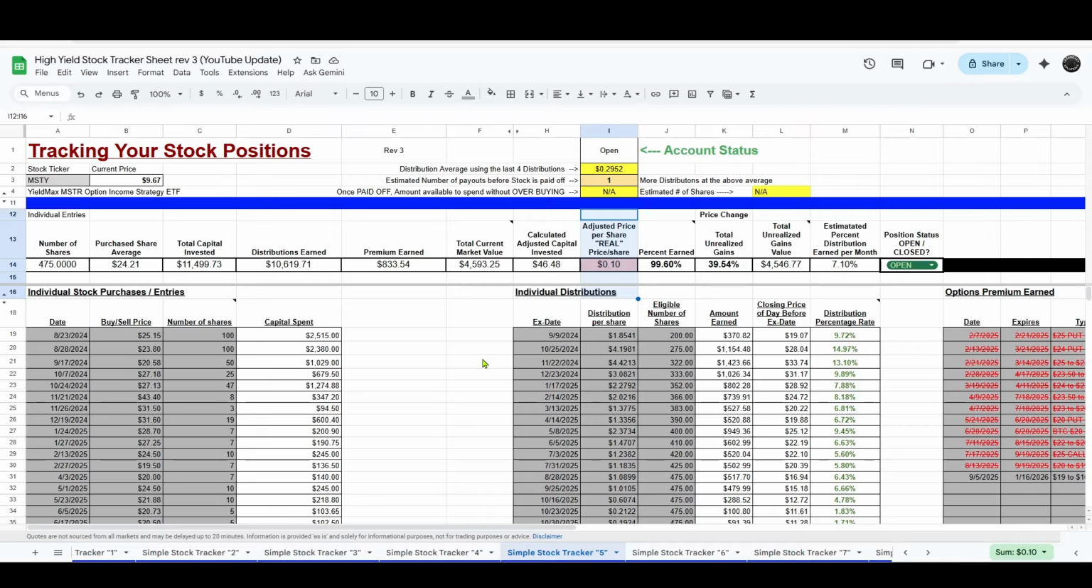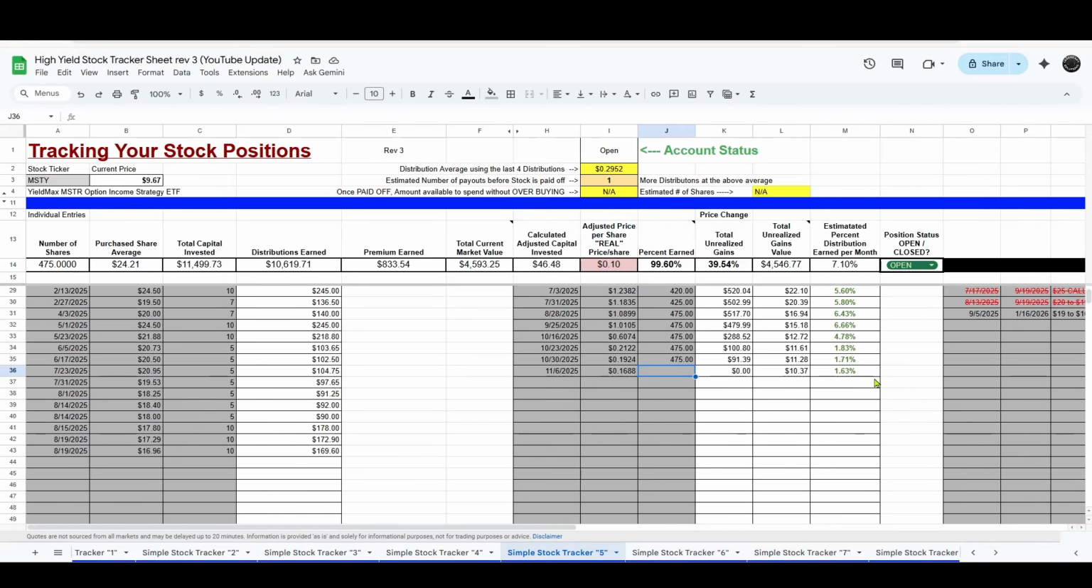Super excited here. And once we enter that in, we're going to get to see what happens up here at the top, because this has always said NA for the estimated number of shares and the payoff here. And that's because I don't have any of them paid off until now. So let's enter in that distribution. And that distribution amount for MSTY was about 16 cents here, right? And I get to count 475 shares. Now, here we go. So excited about this one.